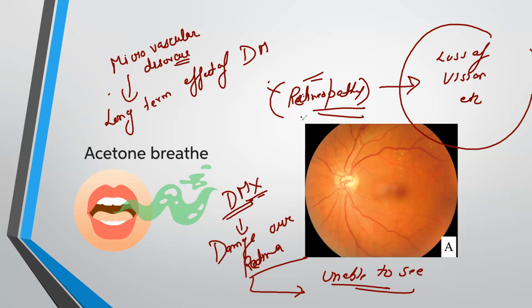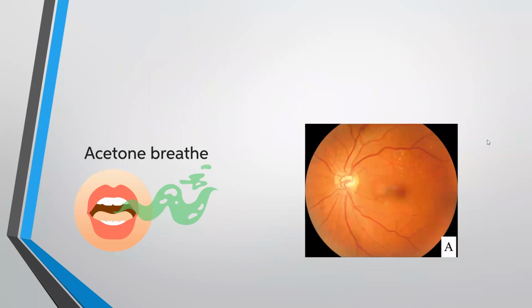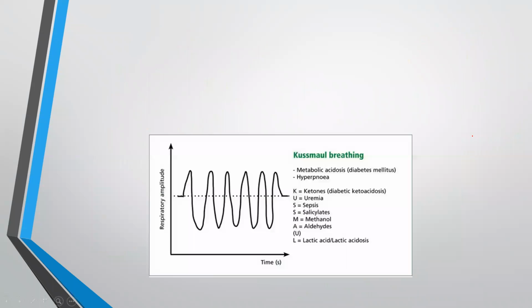So retinopathy is a serious complication of diabetes mellitus, a long-term effect of diabetes. The second condition is diabetic retinopathy, and we can diagnose it when the patient complains about blurring of vision or not being able to see properly. So these are all symptoms of diabetic ketoacidosis.